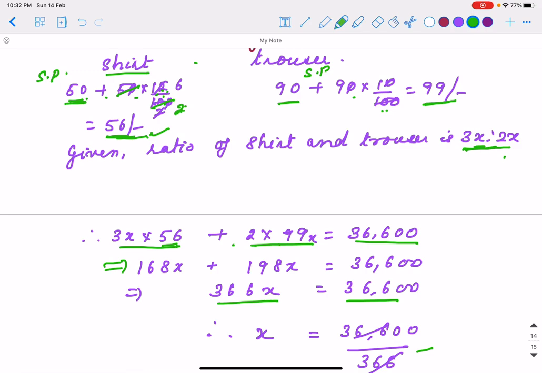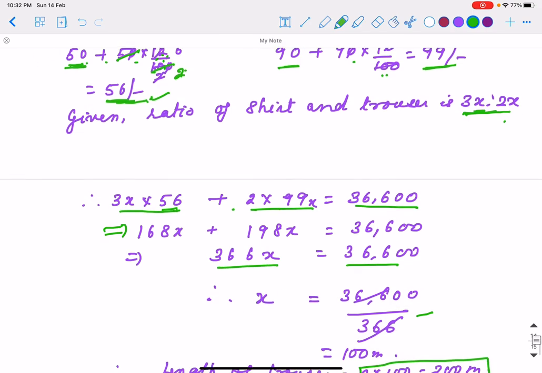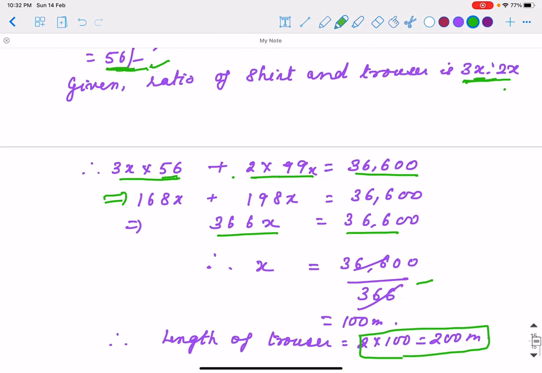It is 366x equals 36,600. And if you reduce it, x is 100 meters. That means the trouser is 2 into 100, which is 200 meters.